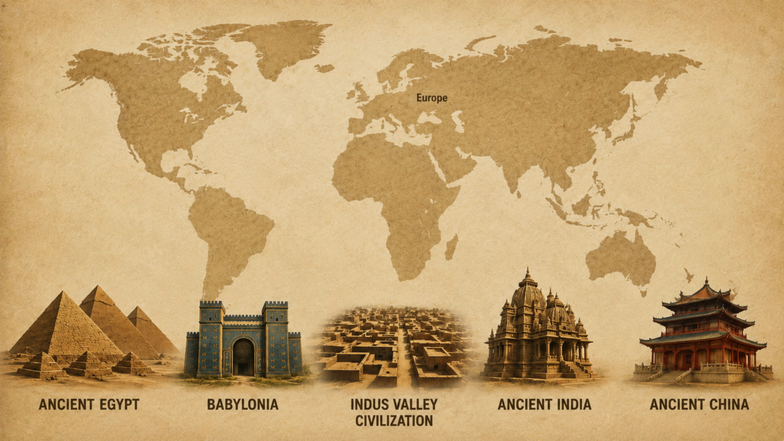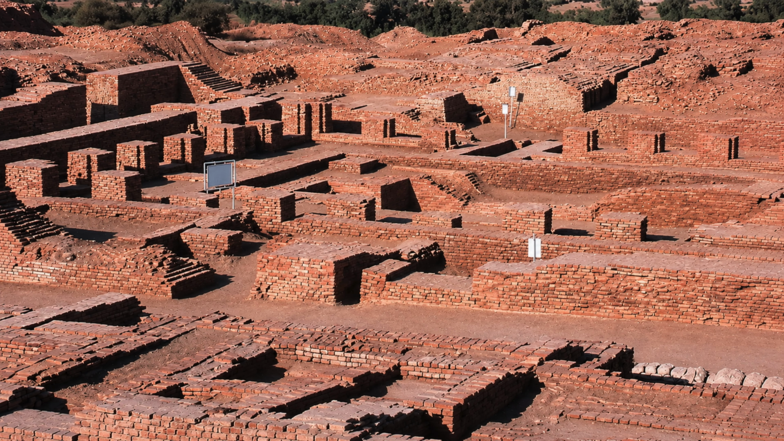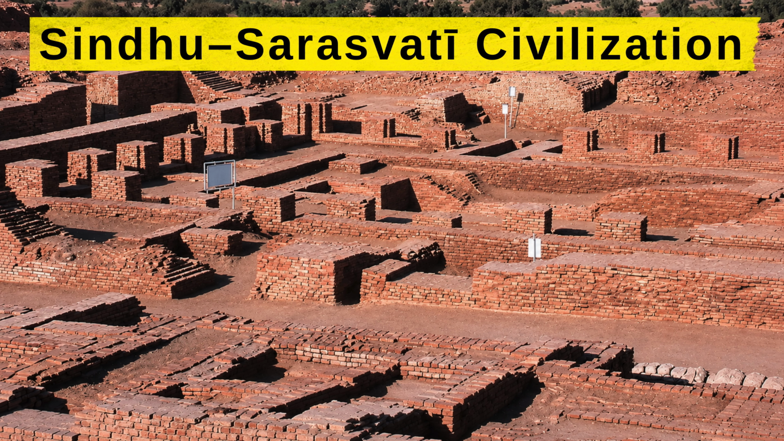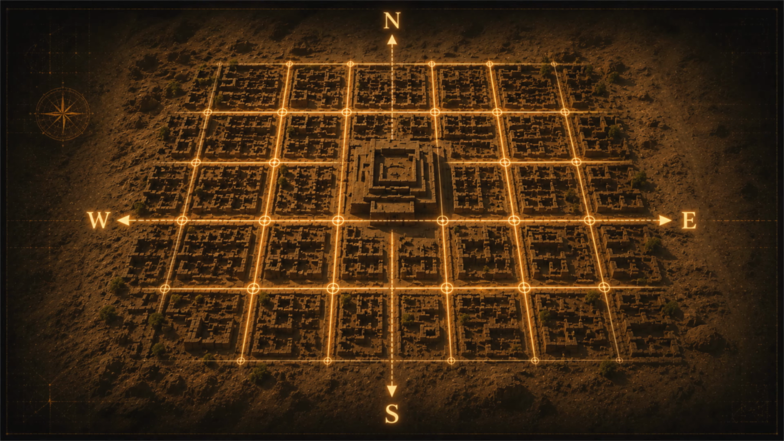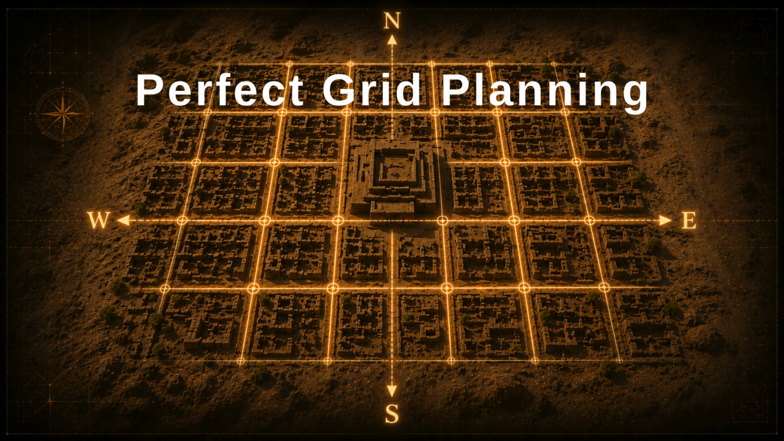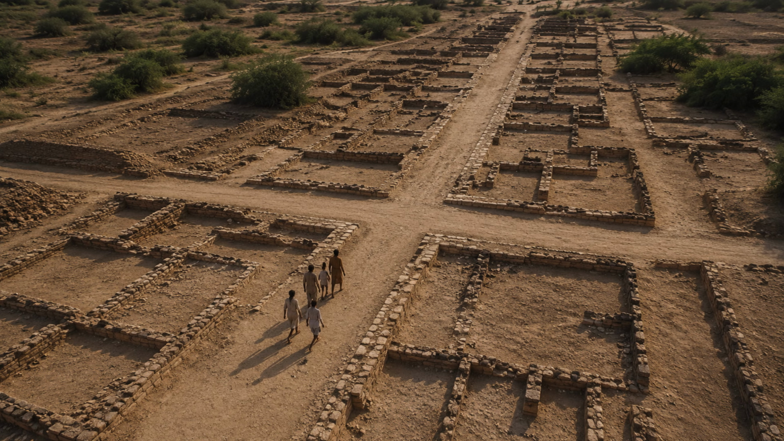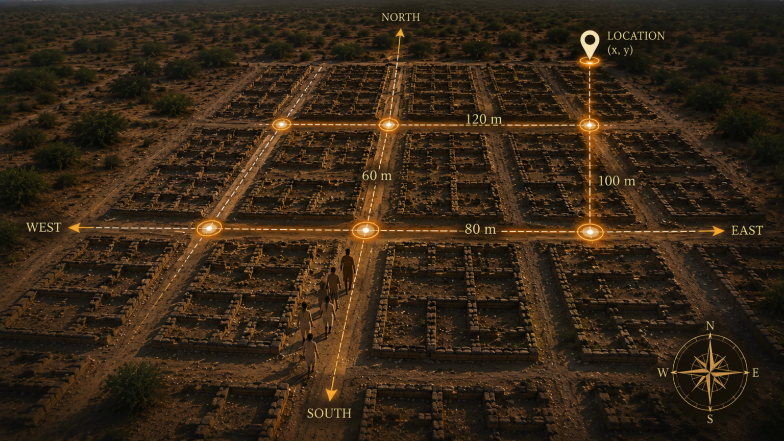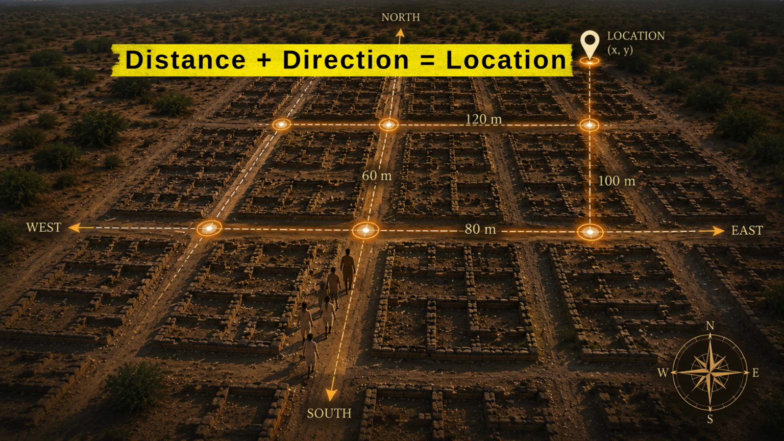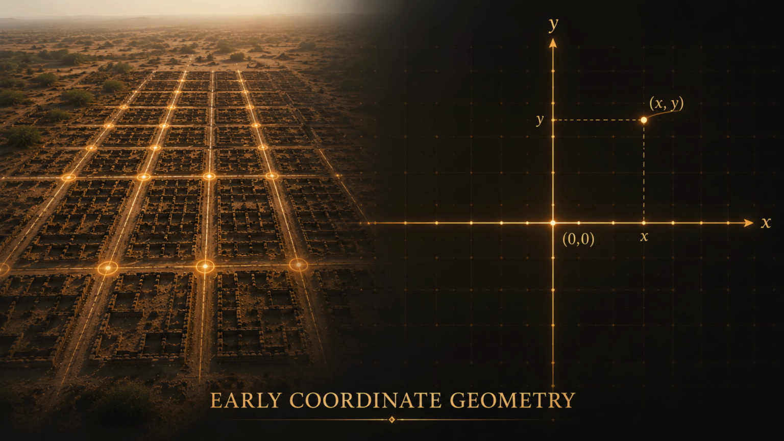But this idea did not suddenly appear in modern Europe. Thousands of years ago, the cities of the Sindhu-Sarasvati civilization were already built on precise north-south and east-west grid patterns. Streets intersected systematically, allowing locations to be identified accurately using distance and direction. This was an early practical form of coordinate geometry.